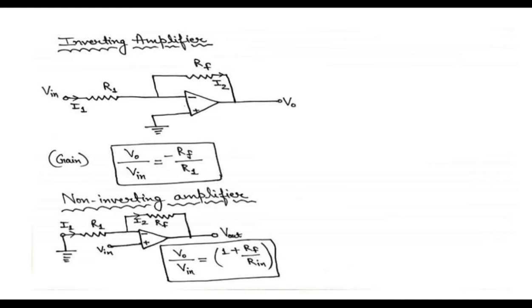Now, the gain expression for the inverting amplifier. When we say gain, we mean the voltage gain. Gain is output voltage upon input voltage. For the inverting amplifier case, it will be minus RF upon R1, where RF is the feedback resistance and R1 is the input resistance. It should be clear to all the students. It is a very important point, and there are great chances that you can expect questions based on it.